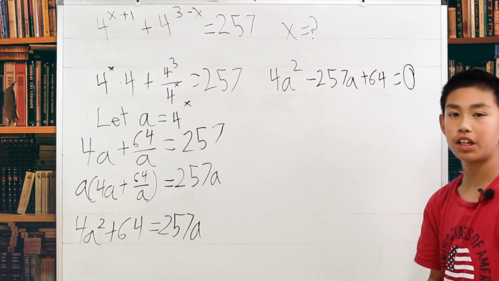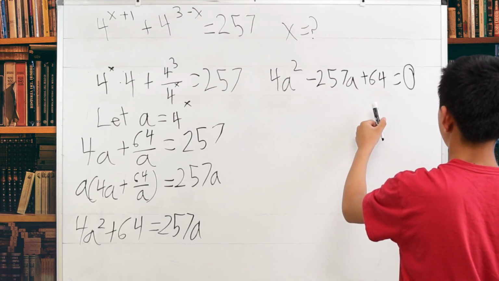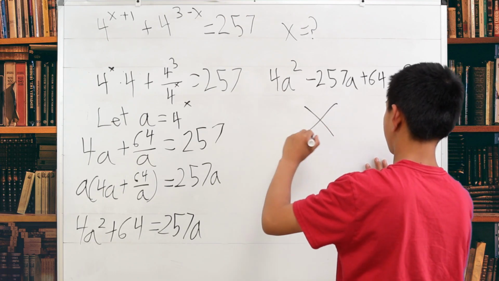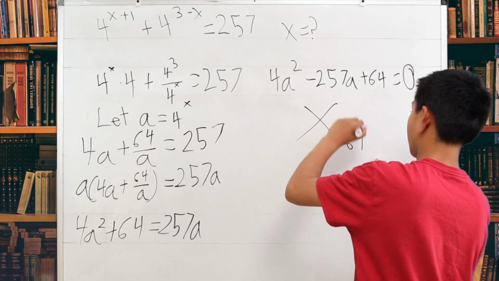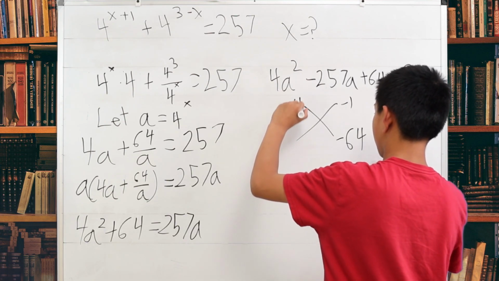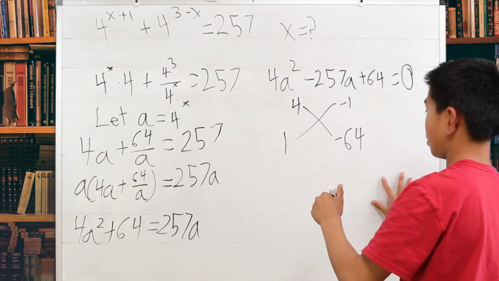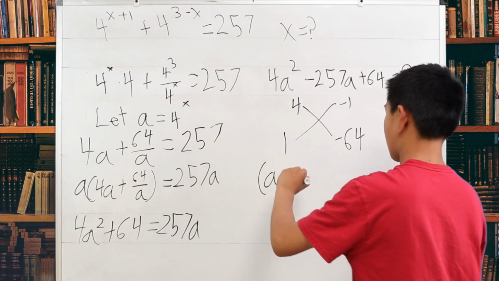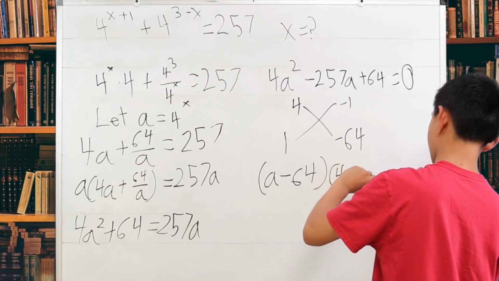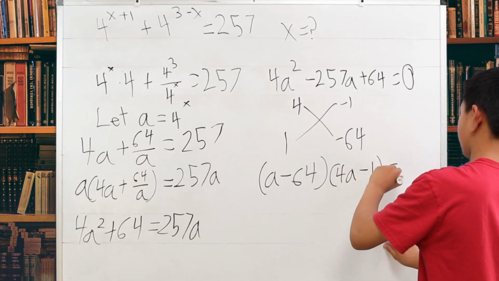Now, we use the cross multiplication method to put this into something times something is 0. Then we can just solve for a. And we find out that the four numbers that work as multiplication are negative 64 and negative 1 for the 64, and for the 4a, 4 and 1. So now the new equation is going to be a minus 64 times 4a minus 1 is equal to 0.